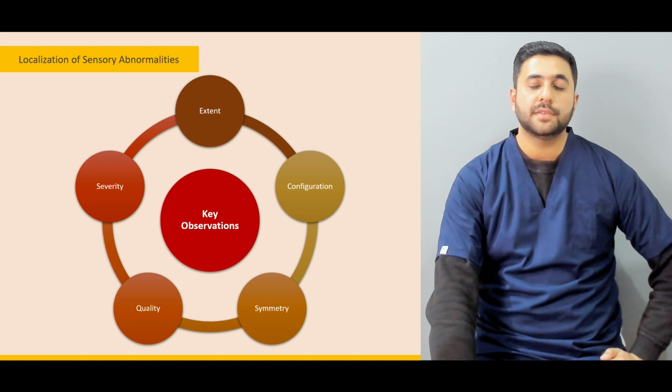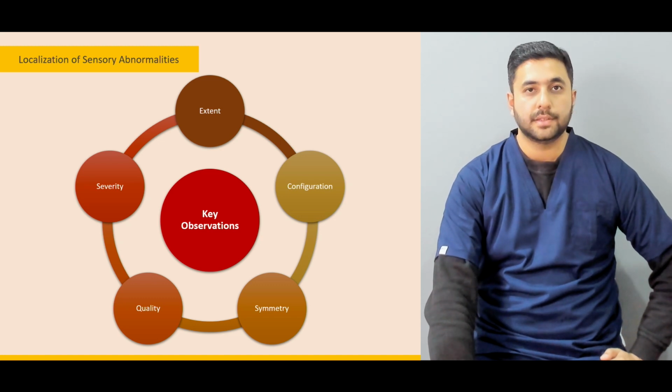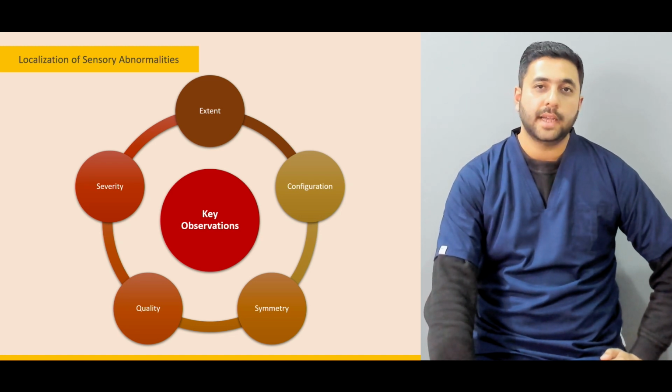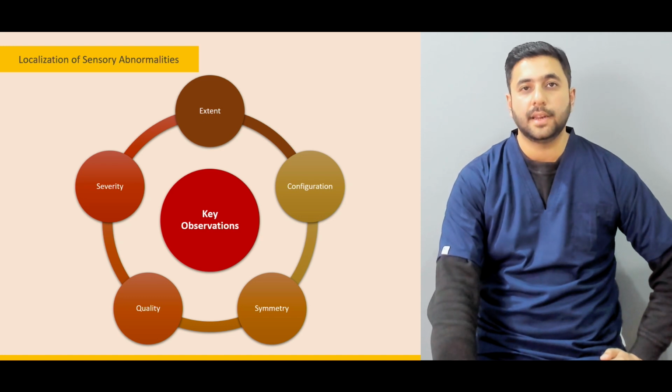These are the important things which we keep in mind during our history taking to evaluate the sensory system, and these give us good clinical clues to localize the lesion at the level of the spinal cord, or either a brain, or at the level of the sensory receptors.